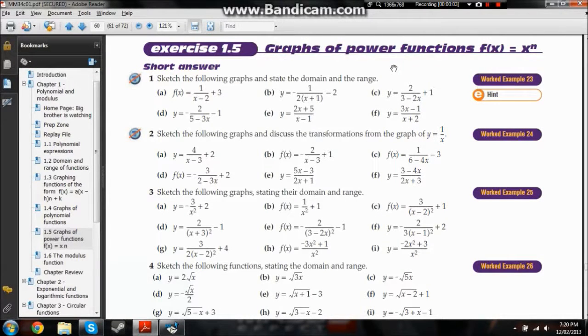Today I'll be doing exercise 1.5, questions 1 through 3, how to do it and worked solutions. So, question 1 asks, sketch the following graphs and state the domain and range. So, A is f of x equals 1 over x take 2 plus 3.